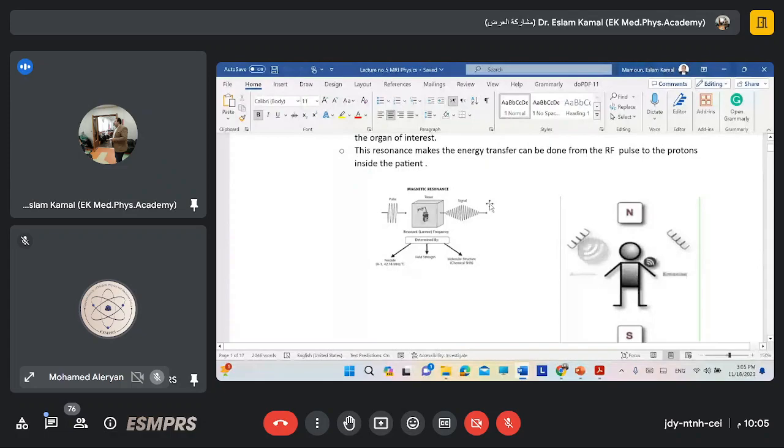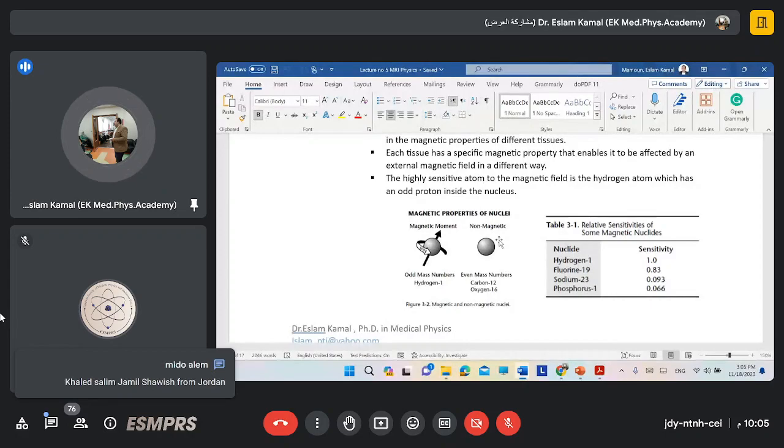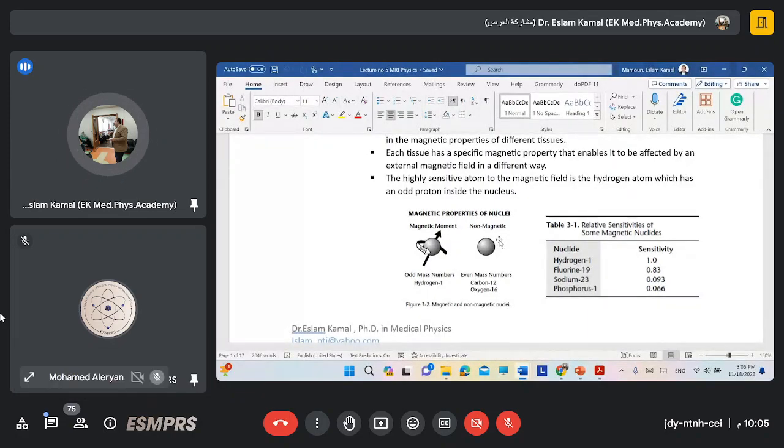As you can see here, you will find the sensitivity of different elements inside our bodies based on the odd number of protons and the odd number of neutrons. Any element containing an odd number of protons or an odd number of neutrons will be highly sensitive to the external magnetic field. The highly sensitive nuclide is hydrogen. So now we have the highly sensitive element inside our body, which is hydrogen.